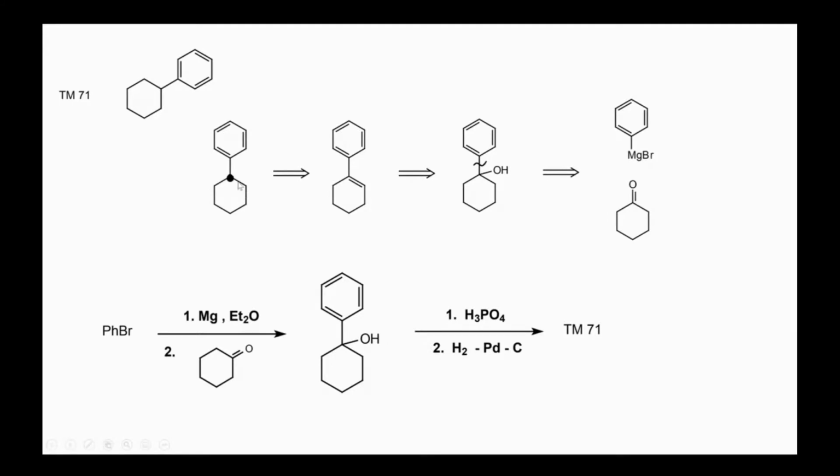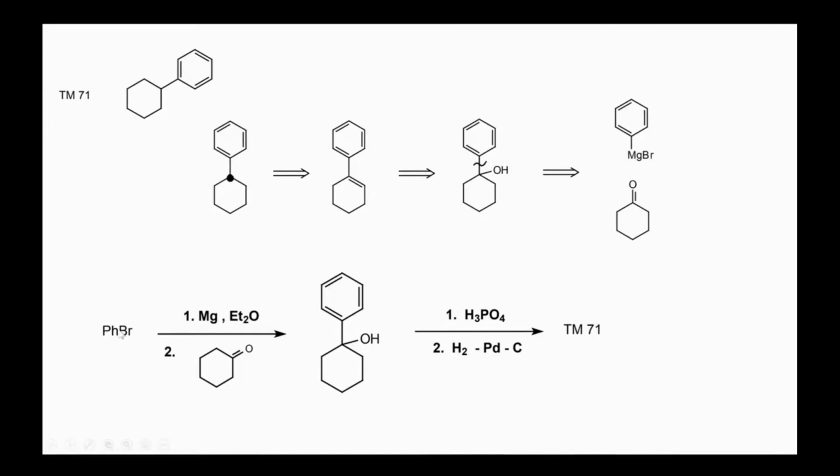You do FGI, you convert the cycloalkane into alkene, and then you do FGI to convert alkene into alcohol, and then you do the Grignard reagent approach because this is a tertiary alcohol. So you can prepare this tertiary alcohol by reacting phenyl magnesium bromide with cyclohexanone. So first you have to prepare Grignard reagents.